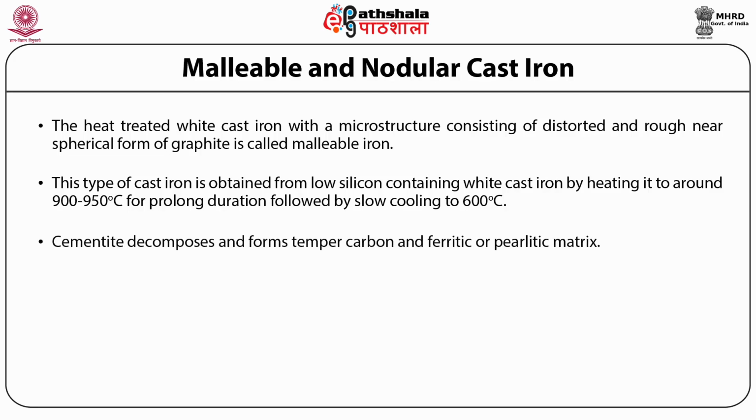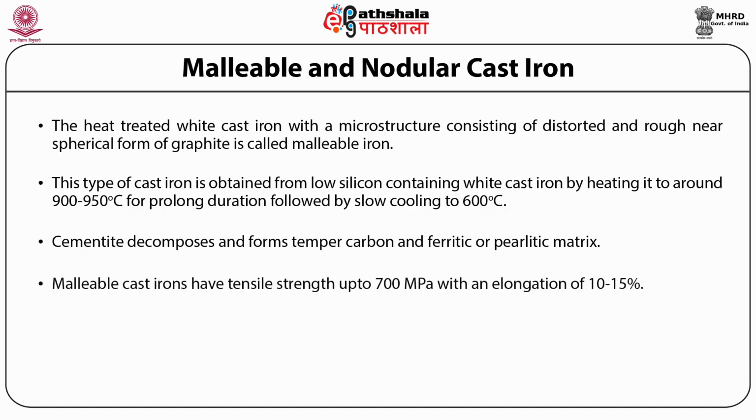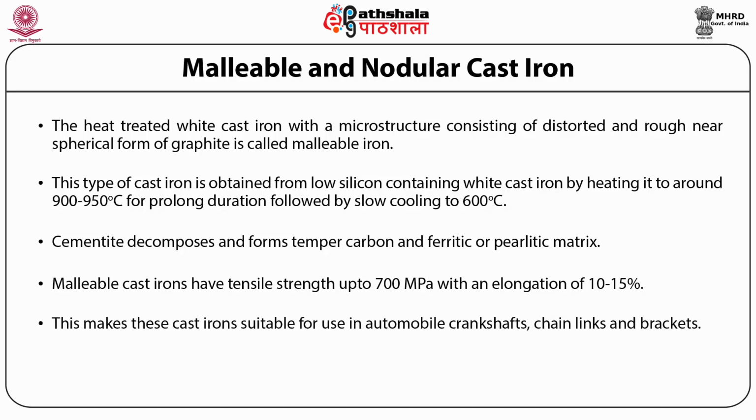Cementite decomposes and forms the temper carbon and a ferritic or pearlitic matrix. Malleable cast irons have tensile strength up to 700 megapascal with an elongation of 10 to 15%. This makes these cast irons suitable for use in automobile crankshafts, chain links, and brackets.